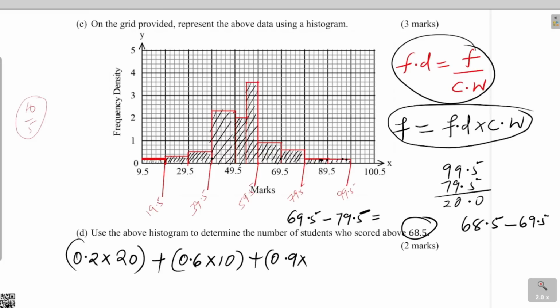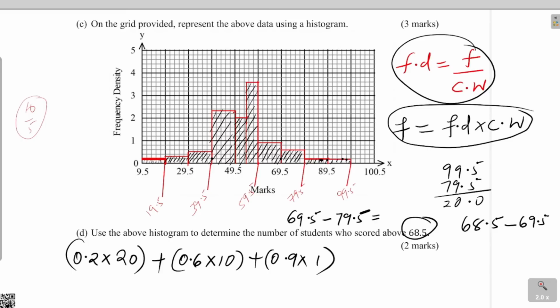So the frequency density of that class, 0.9, times the class width. Now be careful here. The class width we want is from 68.5 to 69.5. So just get the class width there. Take 69.5, subtract 68.5, and that will give you 1.